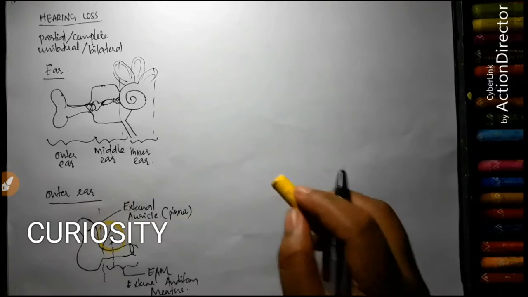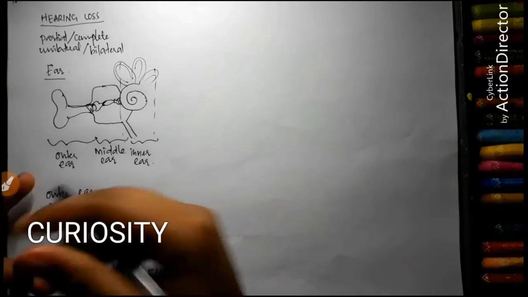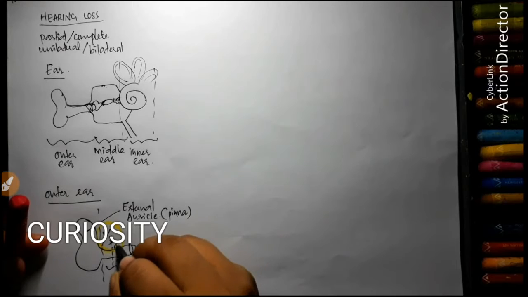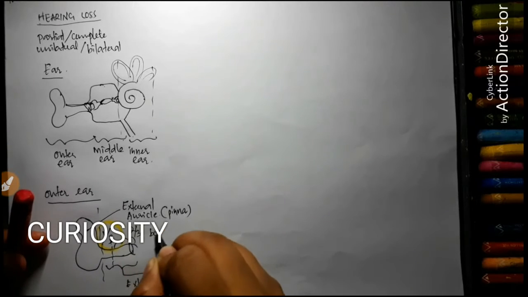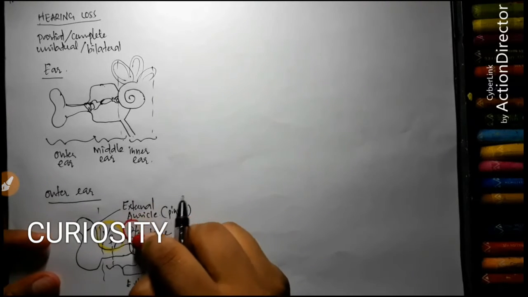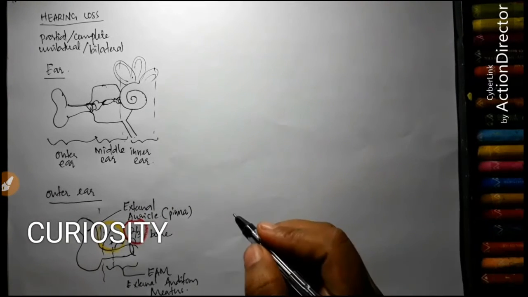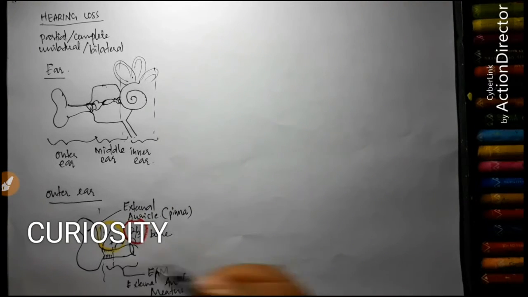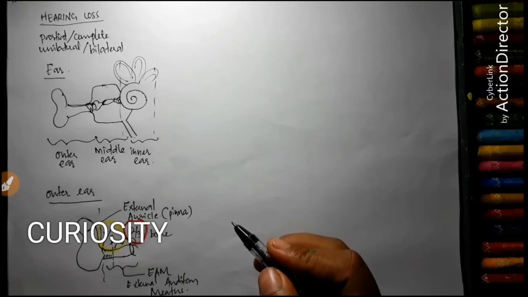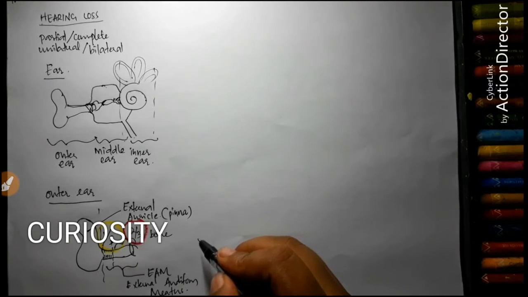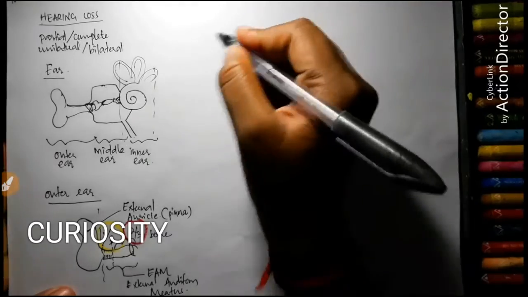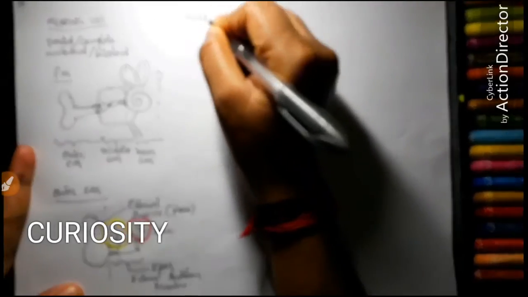The first one third of the ear canal is cartilaginous and it has sebaceous glands, and the later 2/3 is bony. The cartilaginous part has sebaceous glands in it, which secrete sebum, and later it forms wax.